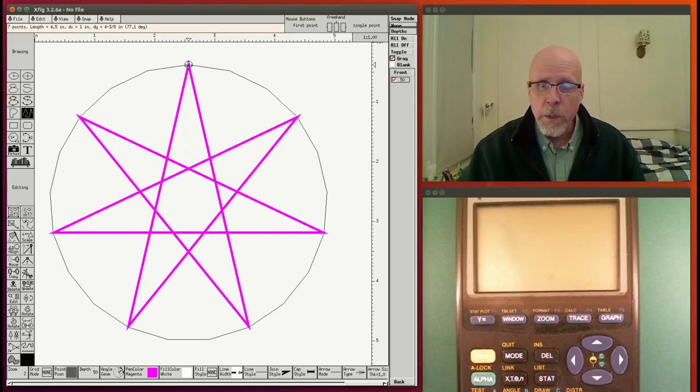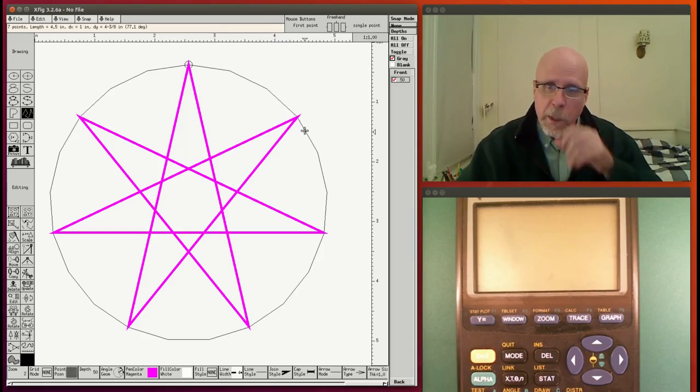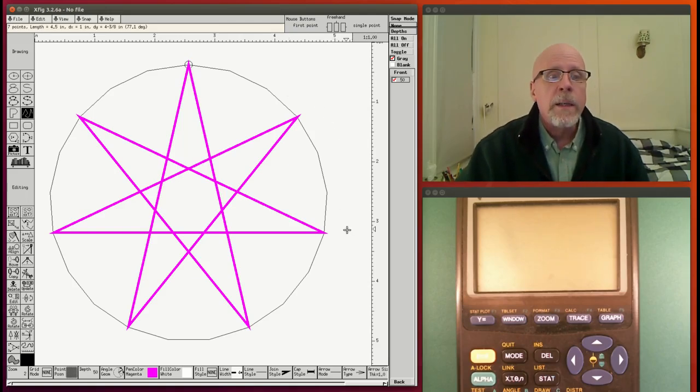So again, what was the GCD? 3. And 21 over 3 is 7. That's why we got a 7-pointed star. We were skipping over 3's, which means we were thinking about multiplying by 3. The coefficient of x would be 3. And, well, that's kind of cool.